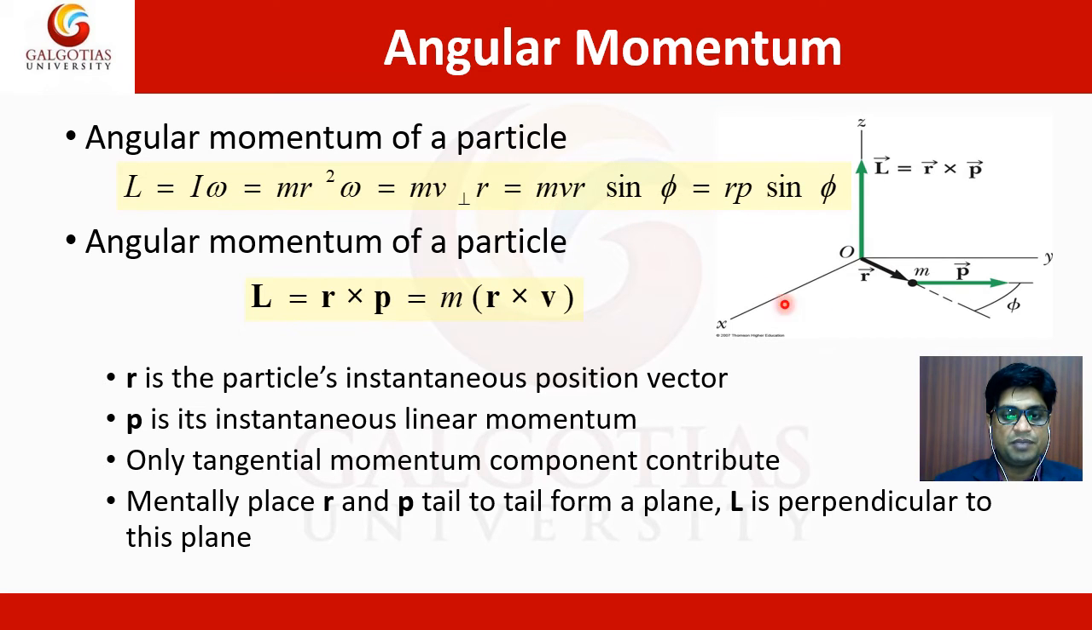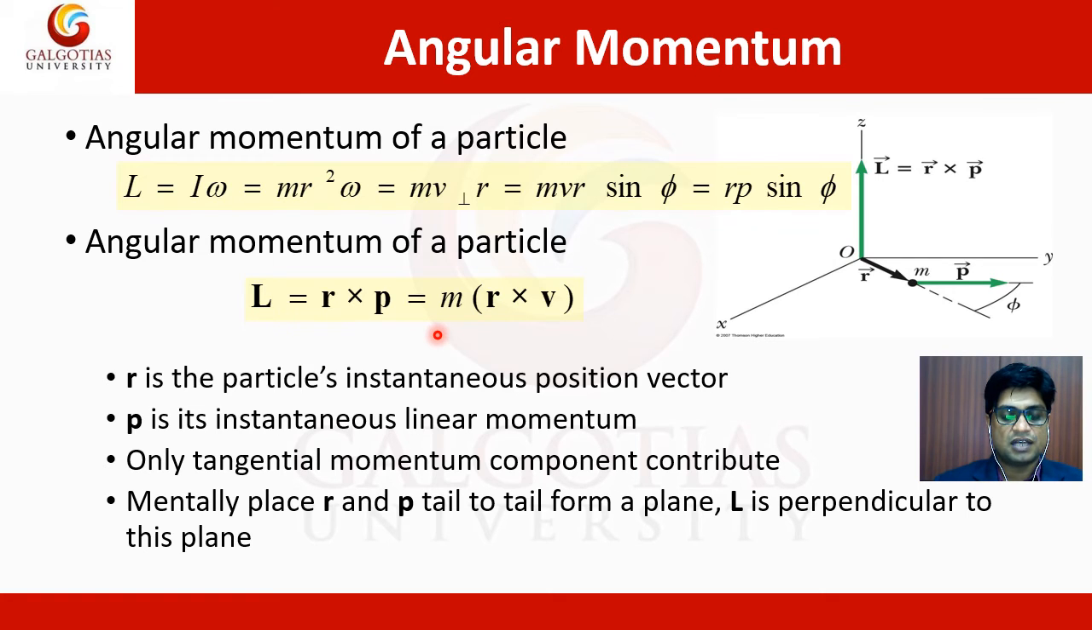Phi is the angle between v and r. So again we can write it as r p sine phi, from the figure. So the angular momentum of a particle can be written as L equal to r cross p. We can see here that r p sine phi is equal to r cross p.